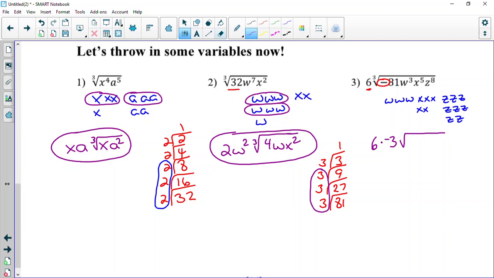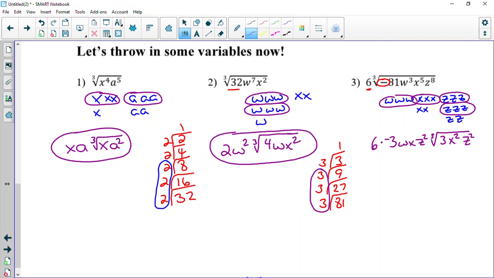Oh wait, I forgot my variables. So now, let's take a look at those variables. What do we have? Well, I've got 1 group of w's, 1 group of x's, and 2 groups of z's. So we've got w, x, z squared. These are 2 groups. And now, left over inside, don't forget your 3 inside the hook. We've got 1, 3, 2 x's, and 2 z's.